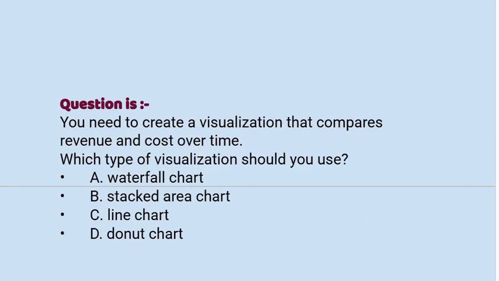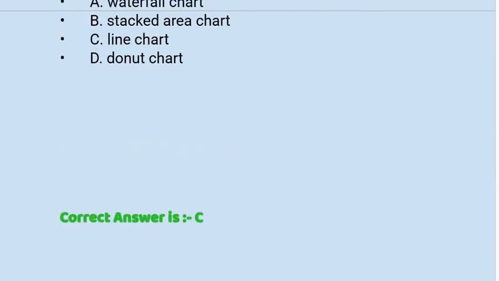Question is you need to create a visualization that compares revenue and cost over time. Which type of visualization should you use? Option A waterfall chart. Option B stacked area chart. Option C line chart. Option D donut chart. Correct answer is option C.